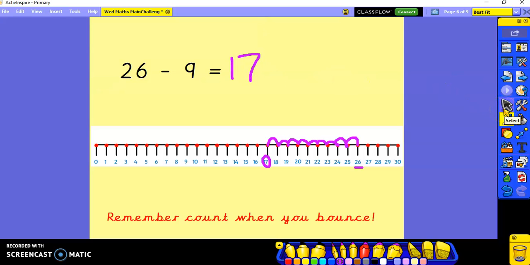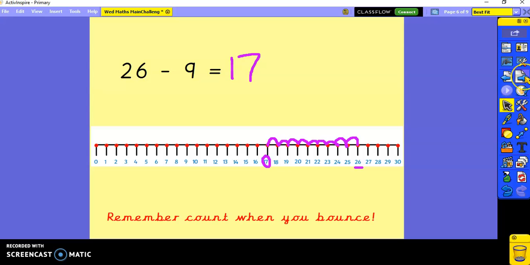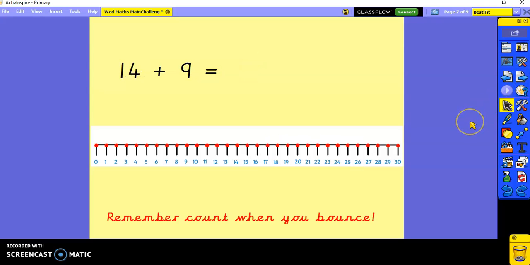Oh, I was just checking that everybody was listening carefully there. So another one for you to have a go at. 14 add this time. 14 add 9. Don't forget which way you need to be bouncing. Pause the video now so you can have a chance to work out the answer.